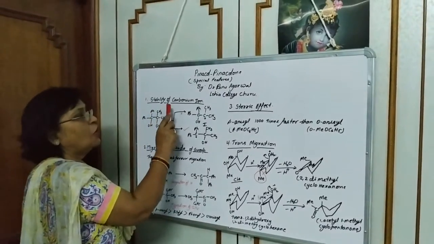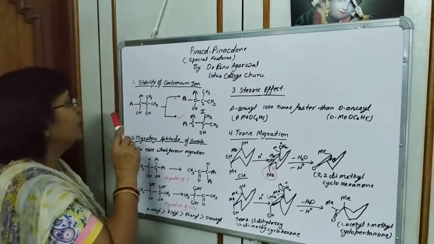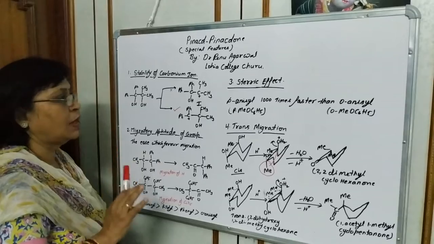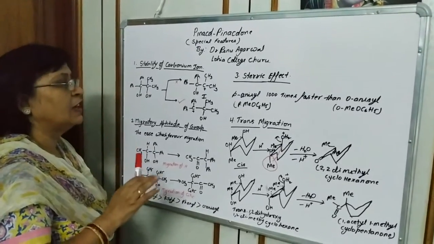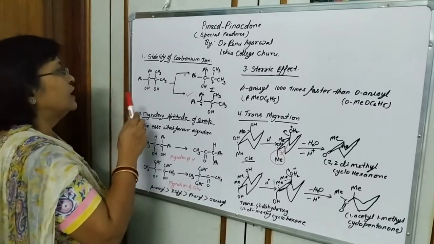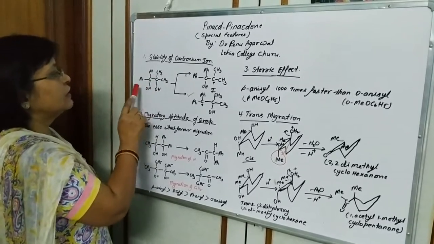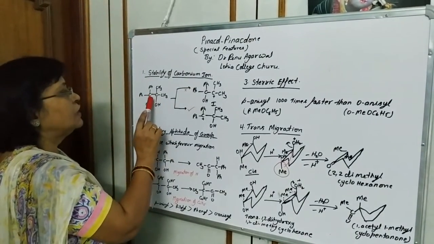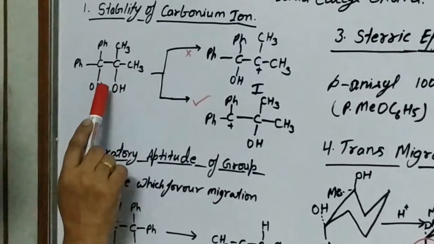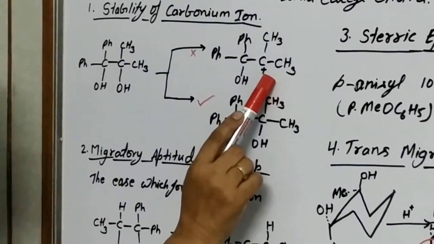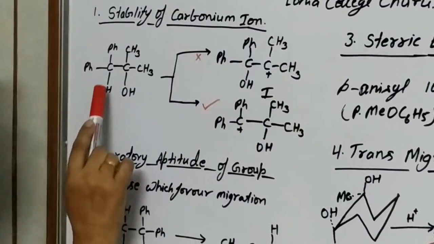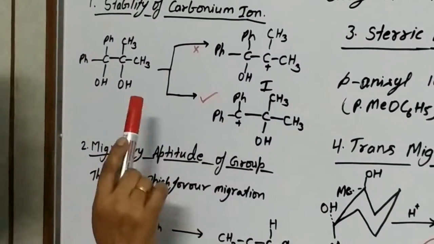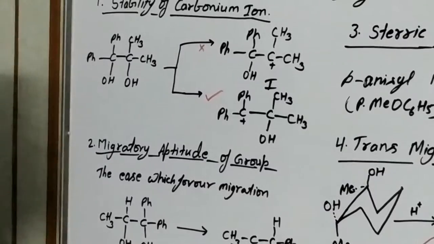First is stability of carbonium ion. What is this? If there are possibilities of formation of two carbonium ions, then whichever is more stable, that carbonium ion will be formed. In this case, this is the compound. There are two ways of formation of carbonium ion. If this hydroxy group is removed, carbonium ion 1 will be produced. If this other hydroxy group is removed, this carbonium ion will be produced. Now, in competition between these two, which one will be produced?